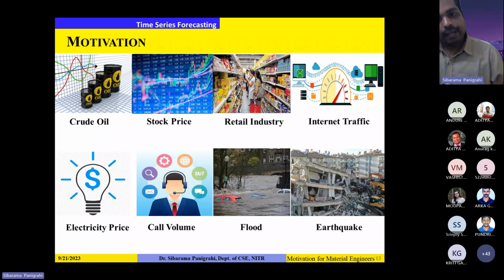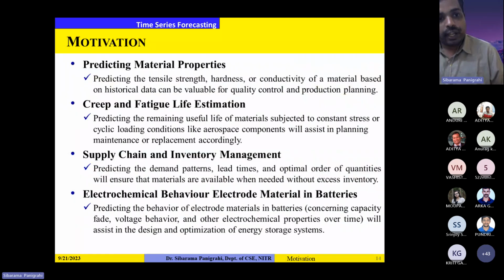I have just named a few of the applications of time series forecasting, but looking into the perspective of this workshop, I have identified some of the applications for material engineers. If you can predict material properties like tensile strength, hardness, or conductivity of a material based on historical data, then you can control its quality and you can plan the production.